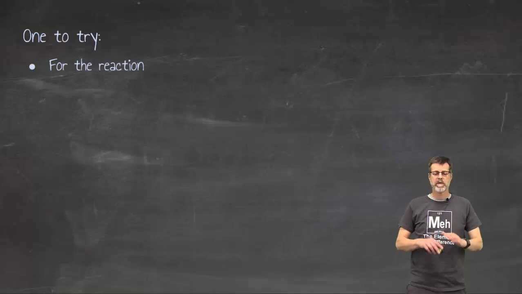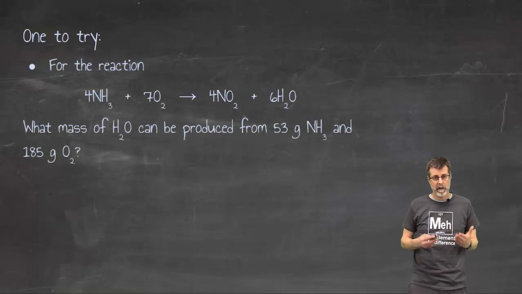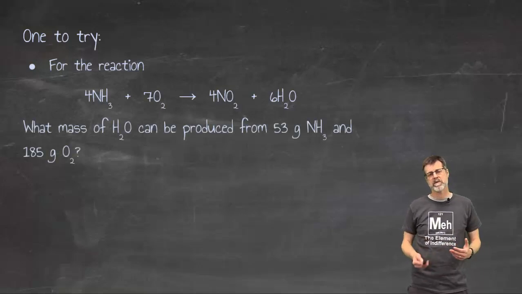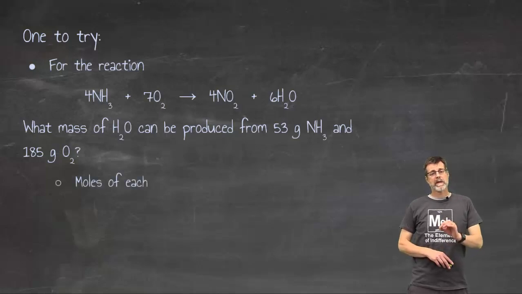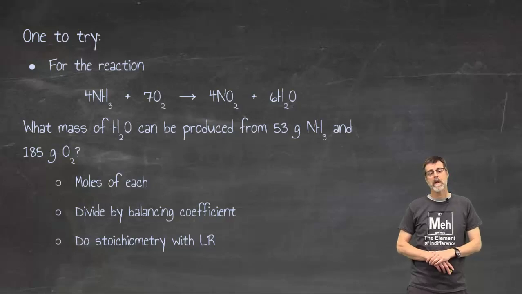Okay, one for you to try, and I'm going to leave this with you, but it's going to be a very similar idea. What mass of water can be produced from 53 grams of ammonia, NH3, and 185 grams of oxygen, O2? Your plan of attack is going to be to figure out the number of moles of each one, divide each one by the balancing coefficient that it has in front of it, and then do stoichiometry with the one that is limiting.